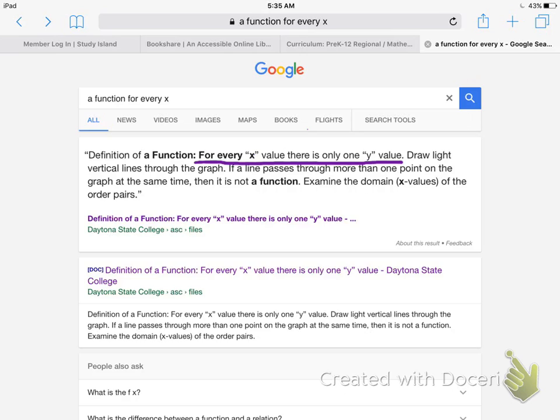Now, as a math person, I get this definition and it's very clear to me. But before I was a math person, it confused the heck out of me, and I'm going to explain why. But first, let's just discuss what is a function.